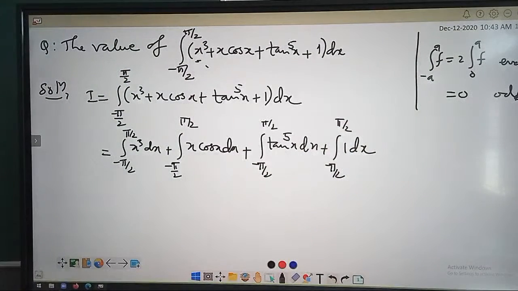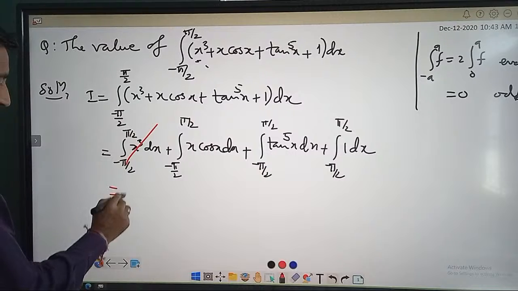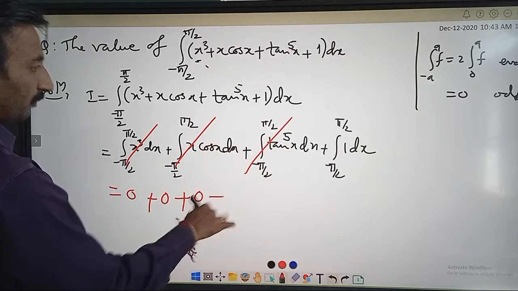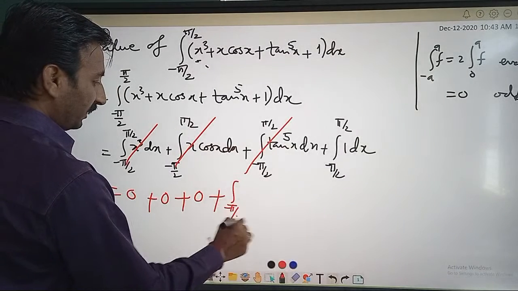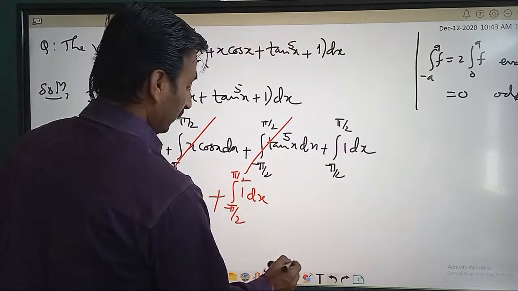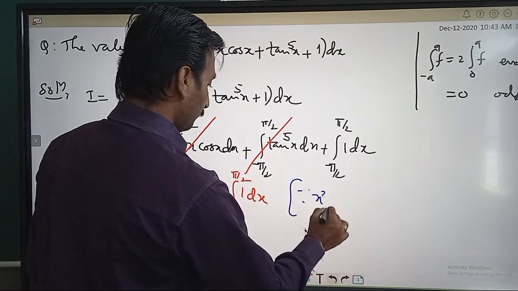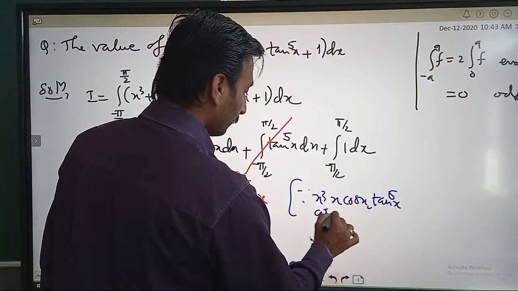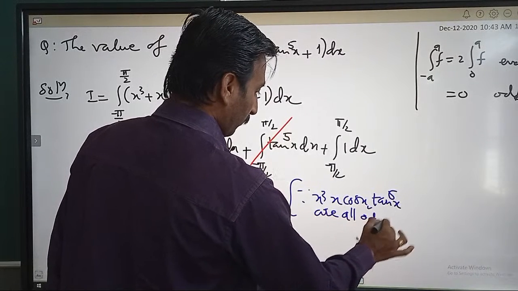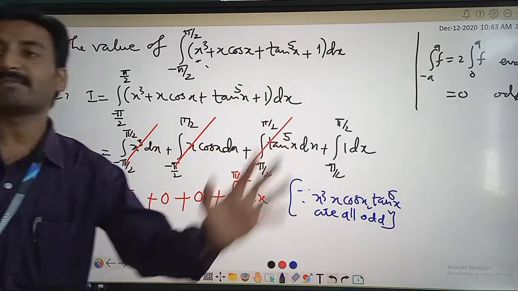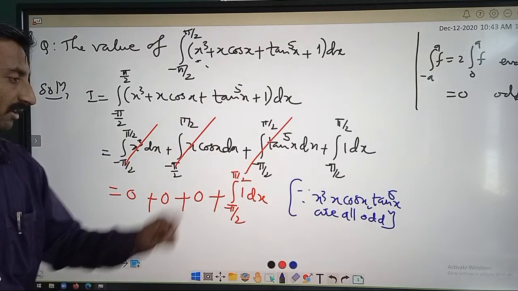Look at this very carefully. This goes to 0, this goes to 0 because it is an odd function, it goes to 0, plus integration from minus pi by 2 to plus pi by 2 of 1 with respect to x. Why? Because x cube, x cos x, tan raised to 5 x are all odd. This is odd, this is odd, this is odd, so all the values will be 0. Correct? Very good. So now let us integrate the last one.